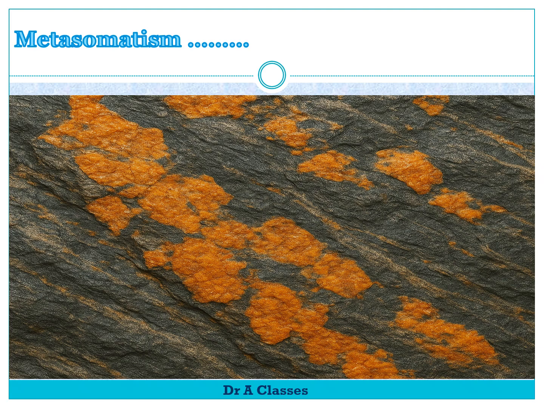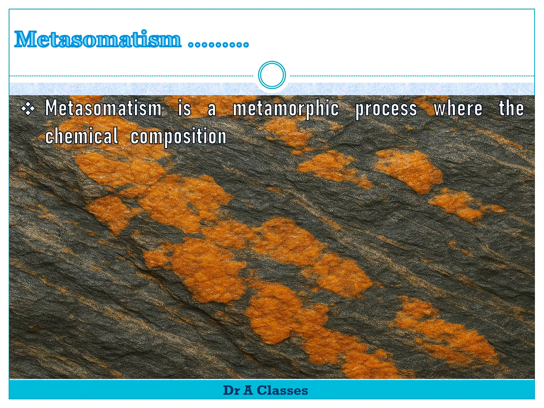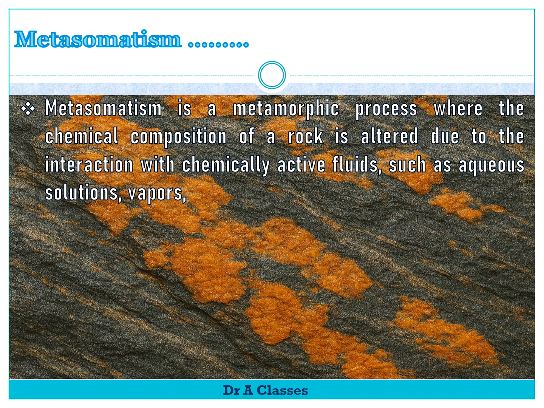The image depicts metasomatism, showing mineral replacement within a rock mass due to infiltration of chemically active fluids. The image highlights contrasting mineral zones, distinct color changes, and textural variation, representing the chemical alteration process without melting. Metasomatism is a metamorphic process where the chemical composition of a rock is altered due to interaction with chemically active fluids such as aqueous solutions, vapors, or gases.